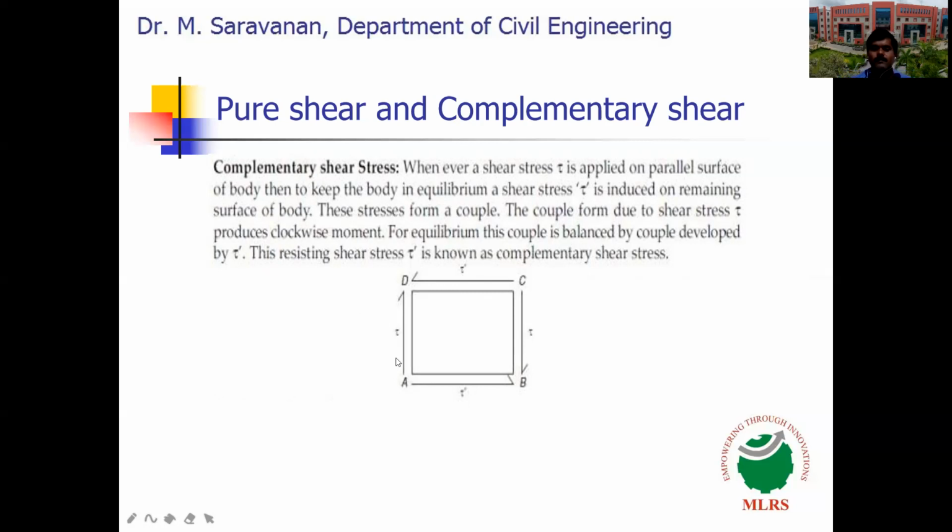In this body, tau is acting parallelly. To counteract this, tau dash shear stress is developed, just as when we discussed the normal stress sigma: when the load is applied on the material, a resisting force is developed against that normal load, which is called stress. Similarly here for shear stress, instead of a normal load there is a parallel load. To resist that parallel shear stress tau, tau dash is acting. This is known as complementary shear stress.